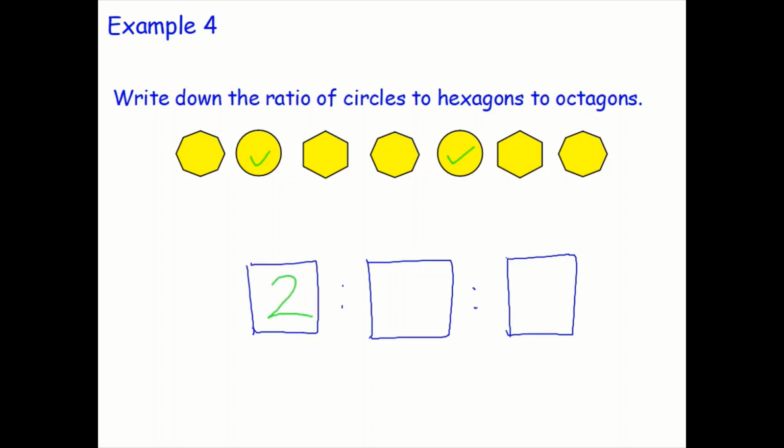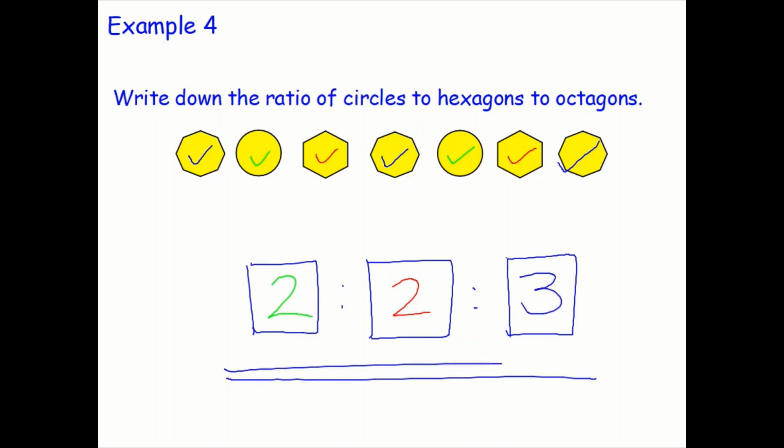How many hexagons have we got? We've got hexagons, remember, are 6-sided. So 1, 2. So there are 2 hexagons. And octagons, remember, are 8-sided. So we've got 1, 2, 3 of those. So we've got a 3-part relationship here. And that's absolutely fine. We can have 3 parts to our ratio. So it is said as 2 to 2 to 3.